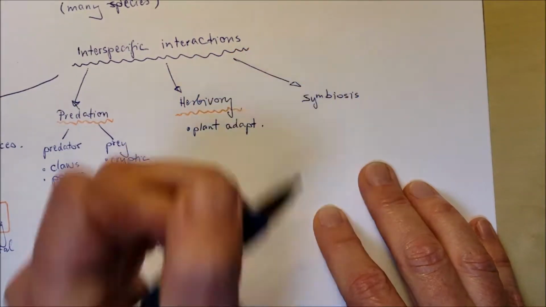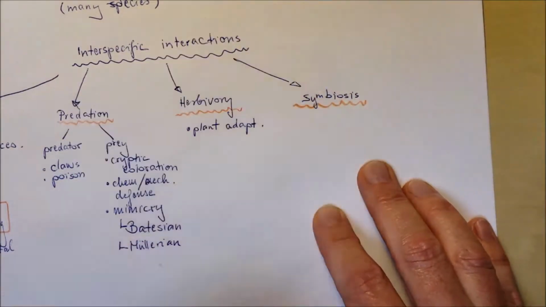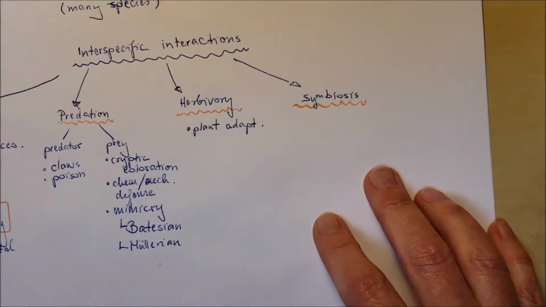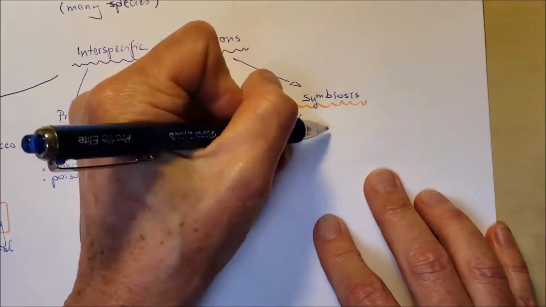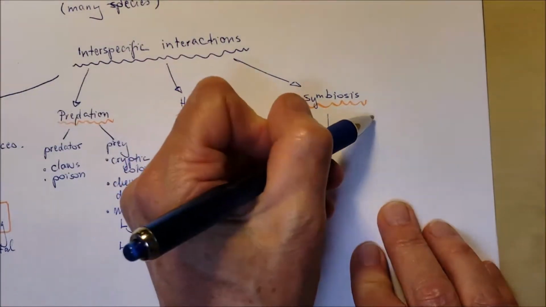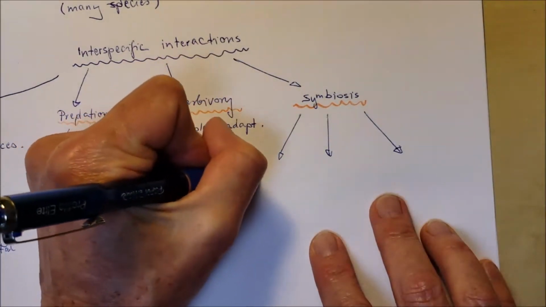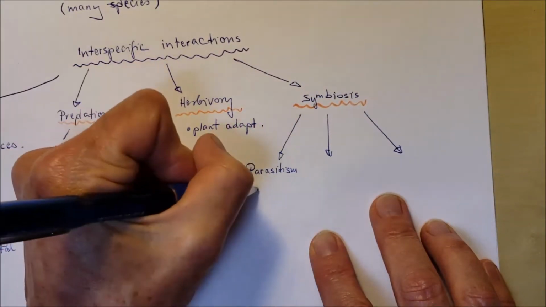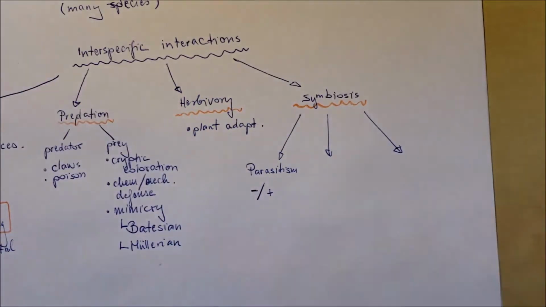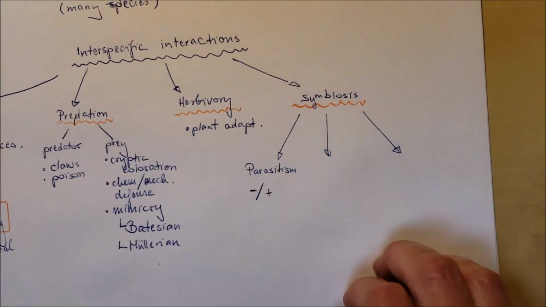The fourth interspecific interaction is symbiosis. Symbiosis can be parasitism, when one of the organisms loses and the other one gains some benefits. This is like the pinworm or the heartworm.